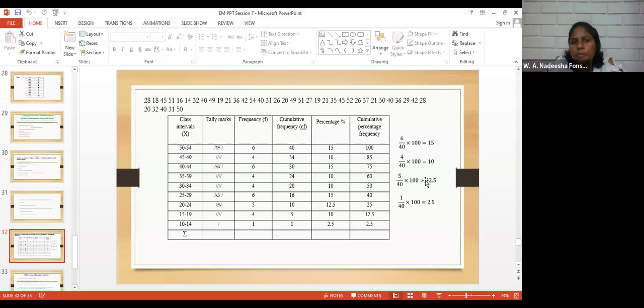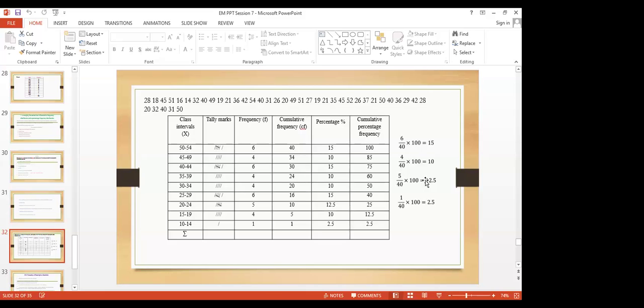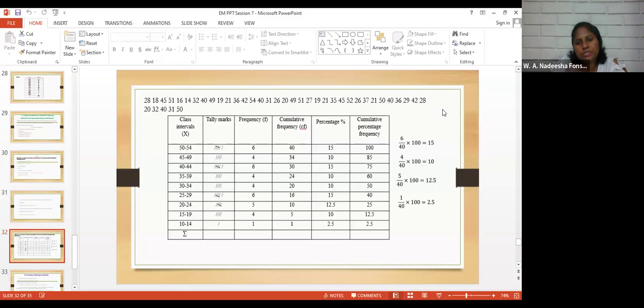Then again, the cumulative percentage frequency. That is found the same way as we find the cumulative frequency. Likewise, the percentage value of the first class interval is 2.5. Then you add 10 to 2.5, that is 12.5. 12.5 plus 12.5, 25. 25 plus 40, 65. Likewise. Most probably the final cumulative percentage frequency should be 100 or near to 100.